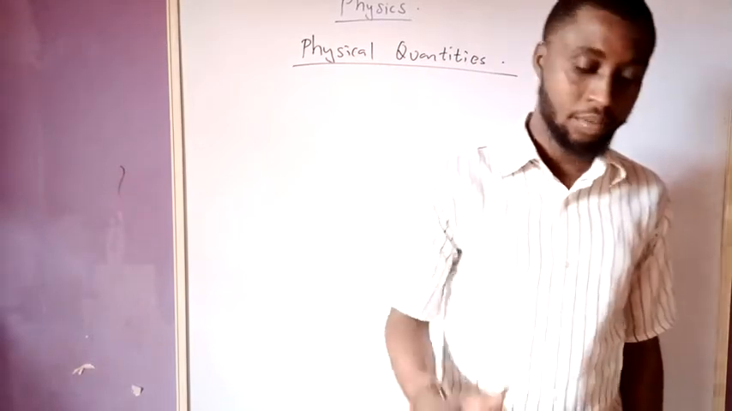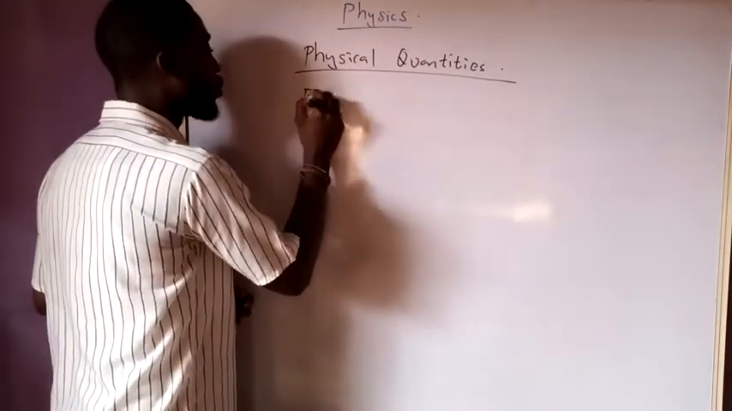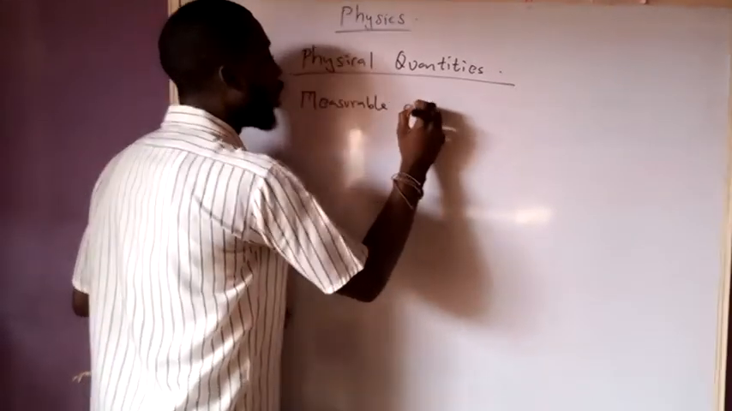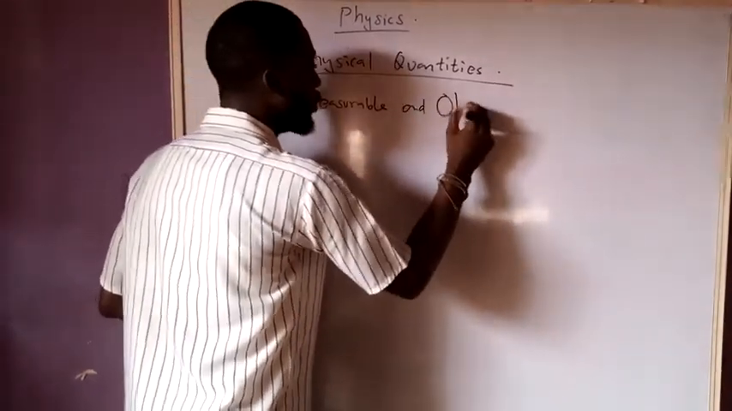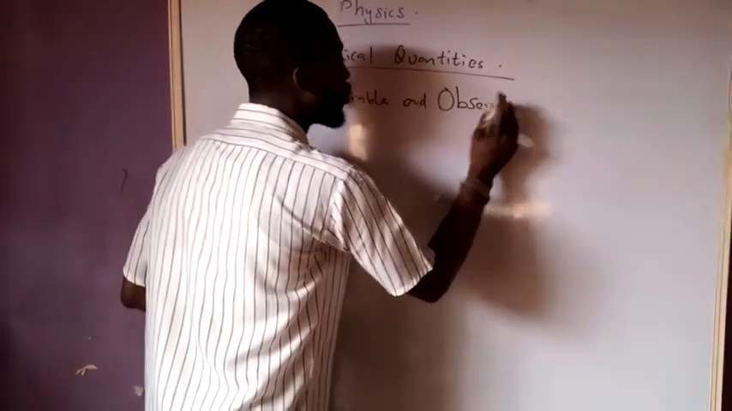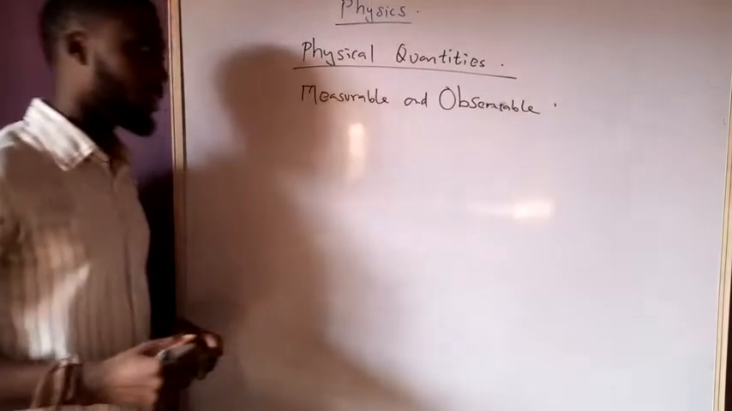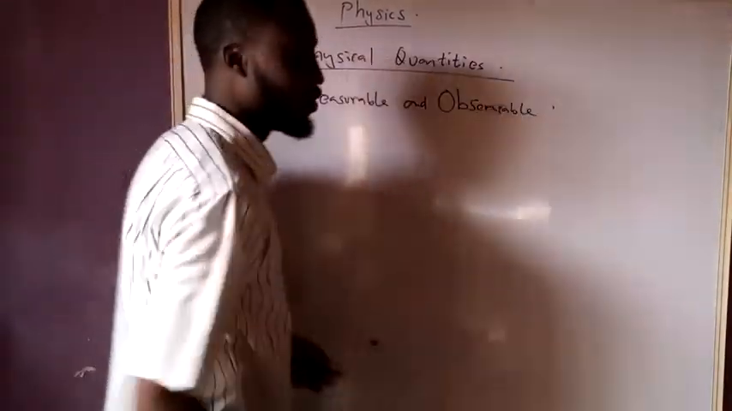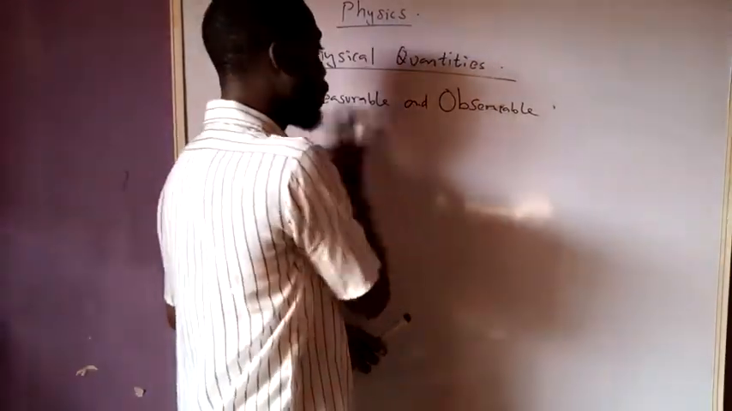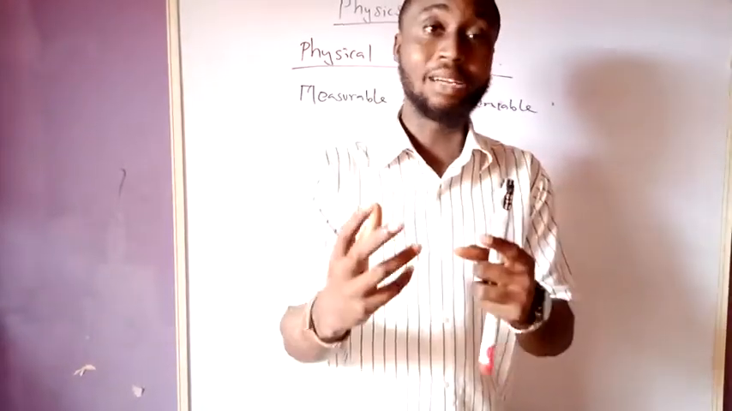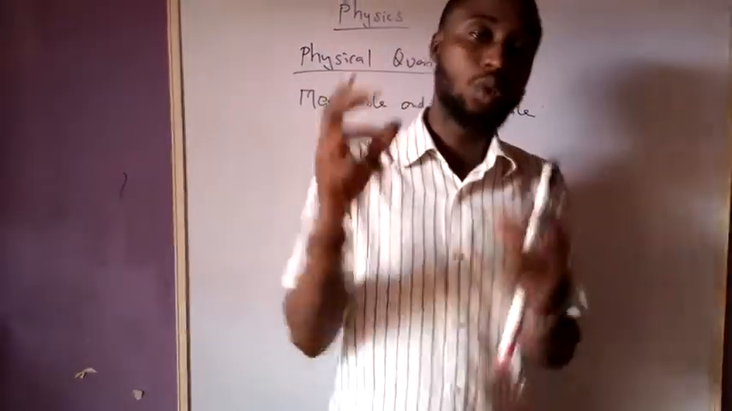Let me say that again. Physical quantity is simply the measurable and the observable during a physical experiment. So two keywords: it can be measured and it can be observed. Those are the two characteristics of a physical quantity.